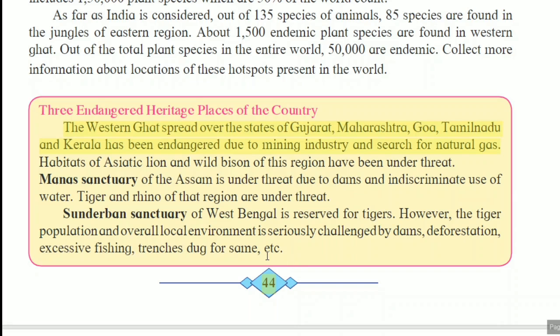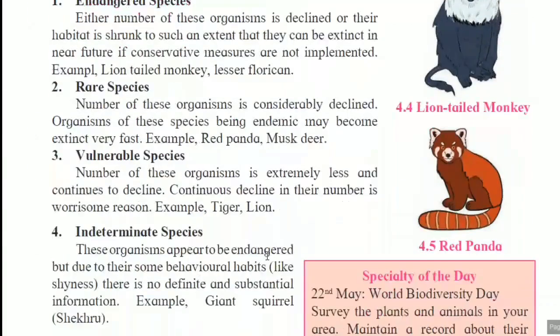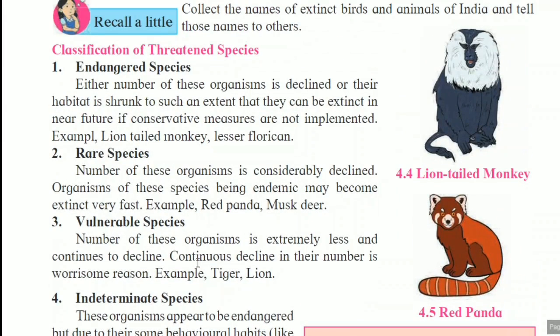So we know that a common insect like the butterfly, the smallest insect, also plays a very important role in maintaining the balance in nature. But due to human activities, due to the construction of dams, continuous deforestation, and trenches being dug, all these activities result in a decrease in the number of these rare species. Detailed information about that is the classification of the threatened species.